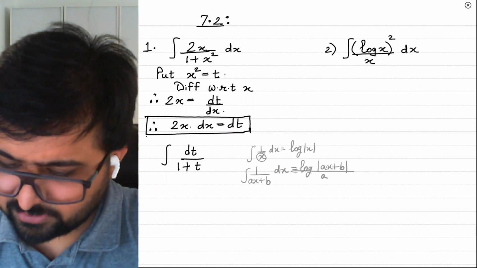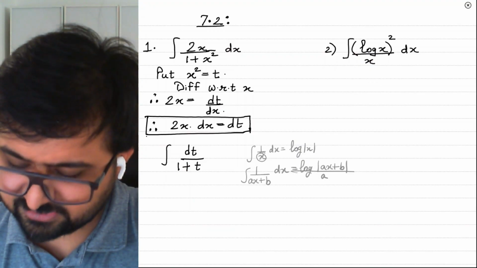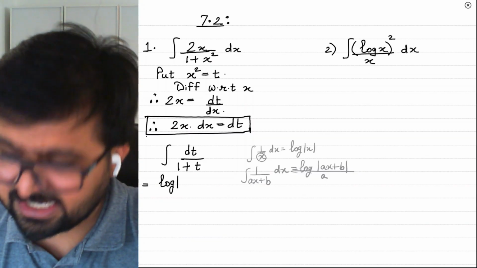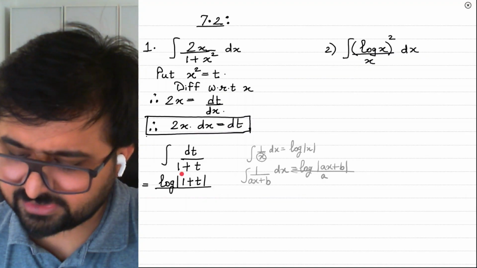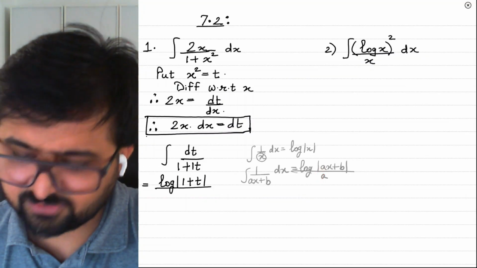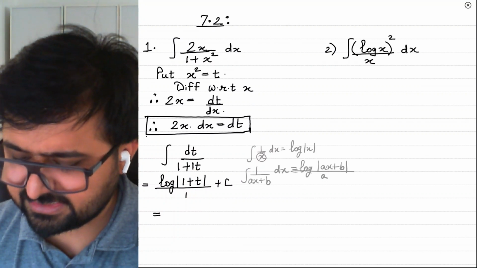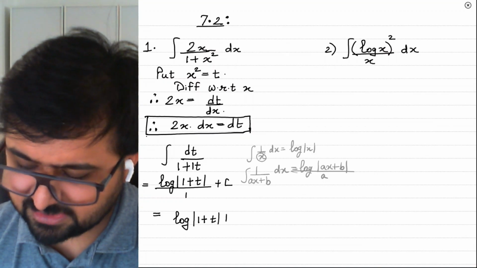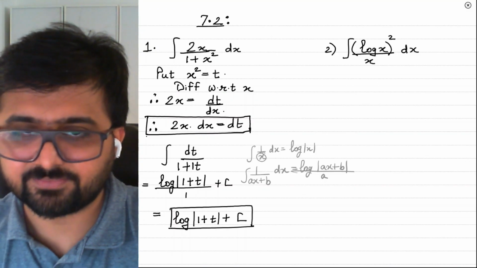So in order to now integrate this, this is just like 1 over ax plus b. The integration of this is log mod ax plus b, which is 1 plus t, and you divide by the coefficient of x. The coefficient of t here is 1, so you just divide by 1 plus c. So basically the integration result that you get is log mod 1 plus t plus c.